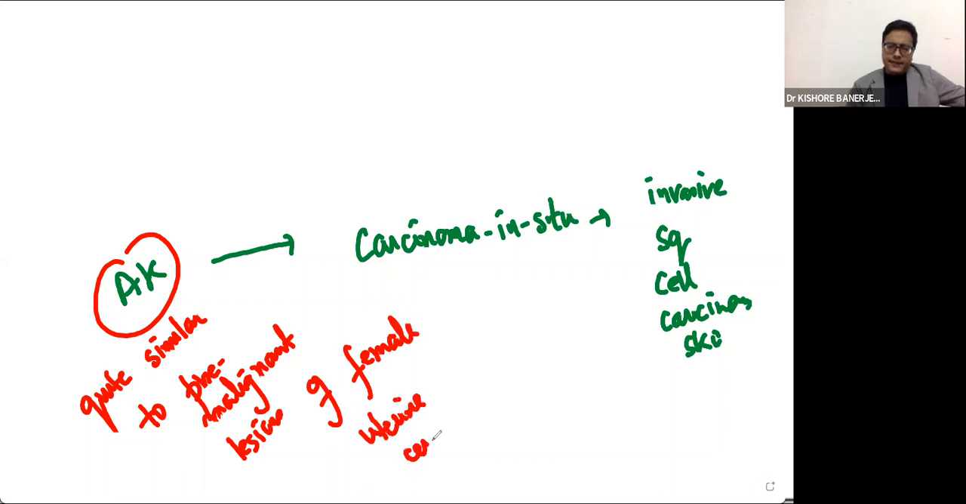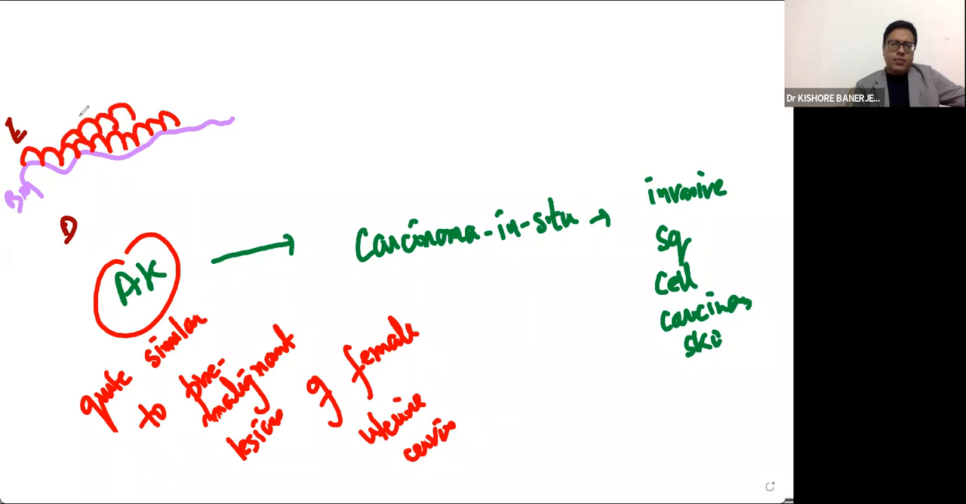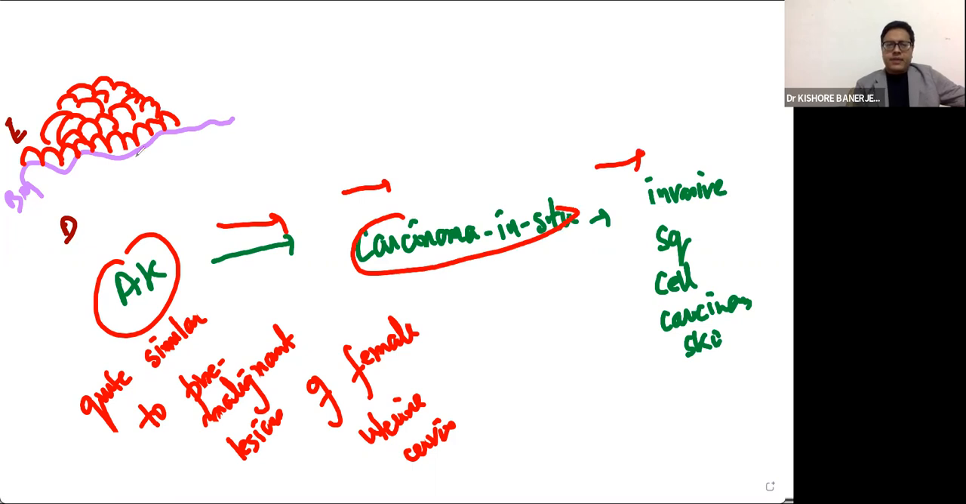Now the idea is simple. Suppose this is the basement membrane, with the epidermis of four layers on top and the dermis below. Initially, at the actinic keratosis level, the dysplastic changes are seen only in the basal layer. If the dysplastic changes become more prominent in the upper layers also, that becomes carcinoma in situ. This spectrum progresses, and ultimately it can become invasive when the basement membrane is breached. That is the basic idea of actinic keratosis or solar keratosis.